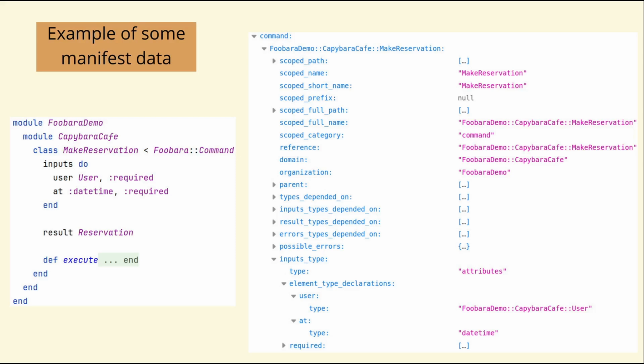Here's an example of some manifest data generated from a command. You can get manifest data from any Foobara concept. This is for a command. You can see we have some information about the types of the inputs to the command. This is truncated. There's a lot more data than this. The point being that this is given to us for free by Foobara.